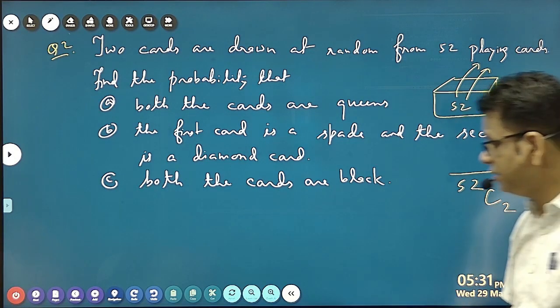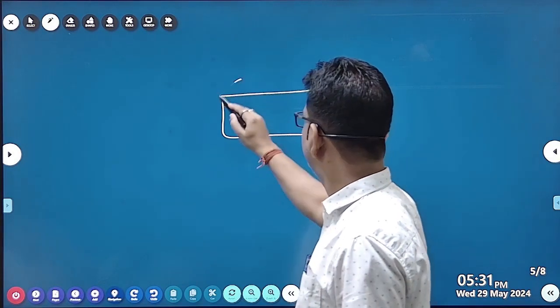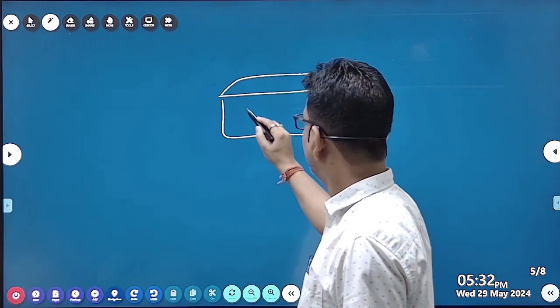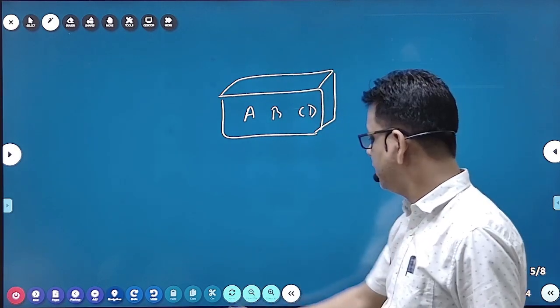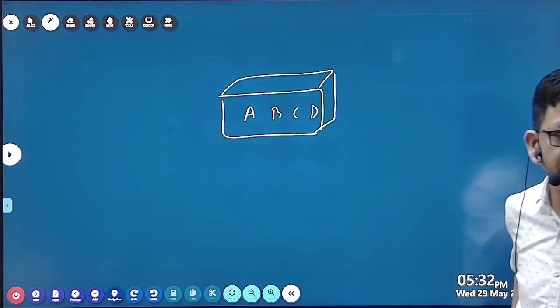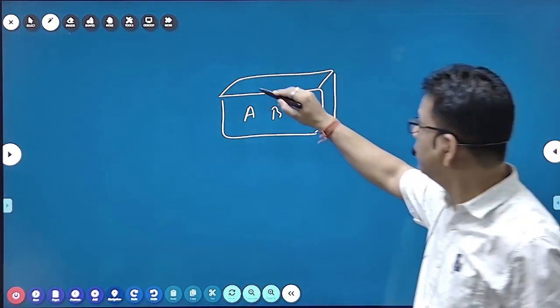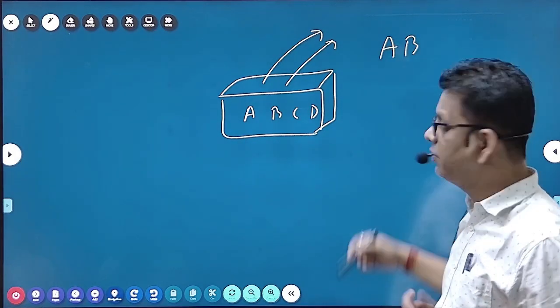I give an example if it is not very clear. So in this box, try to understand. There are 4 cards, A, B, C, and D. Please try to understand. You are trying to take 2 cards. So when you take 2 cards, you can take A, B. You can also take A, C.